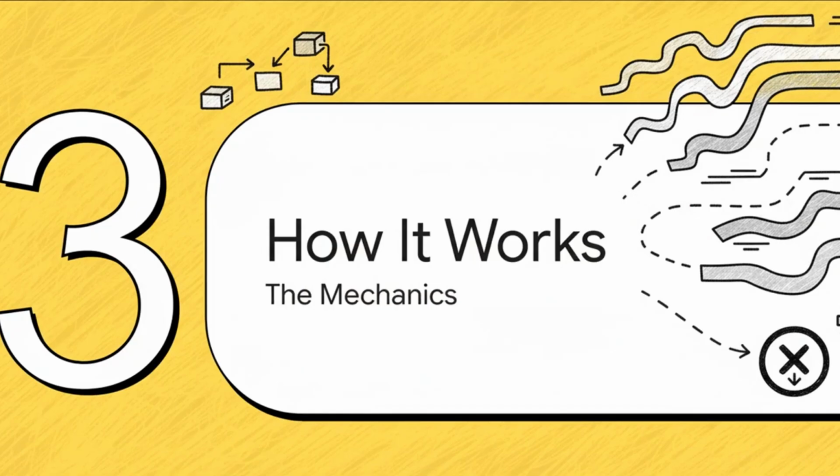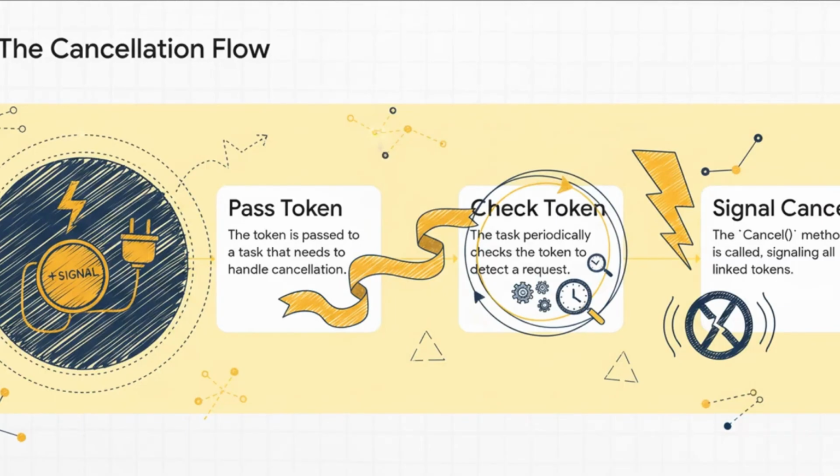Okay, so that all sounds pretty good in theory, but how does the signal actually travel through your application? Let's break down the mechanics because it's actually surprisingly simple. So it really all comes down to a simple four-step dance. First, you create your cancellation token source. Step 2, you grab its token and you pass that into your async task.